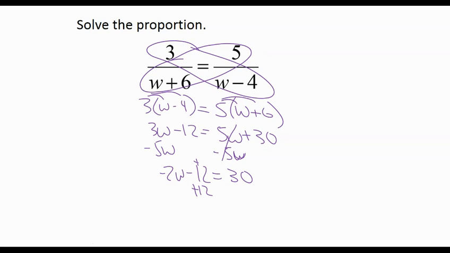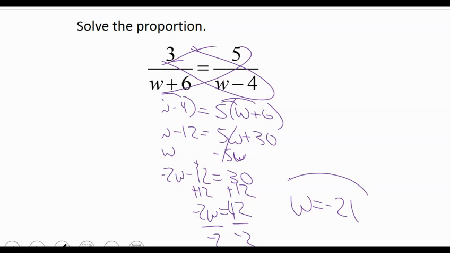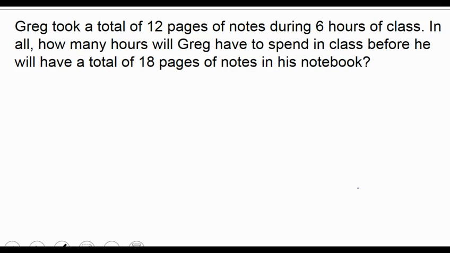My board went away. It will be back. Add 12 to both sides, so negative 2w equals 42. Final step, divide by negative 2, and w equals negative 21. All right. Keep it moving here. Let's do some word problems.